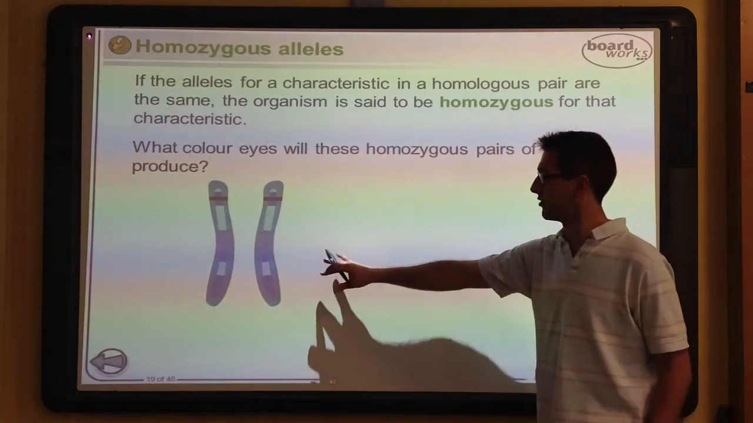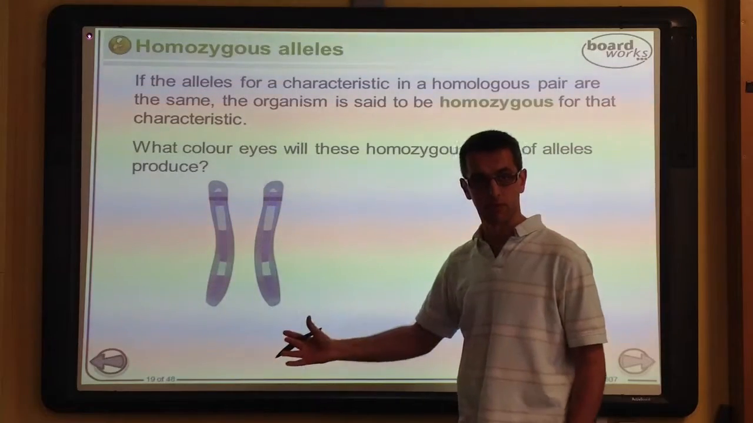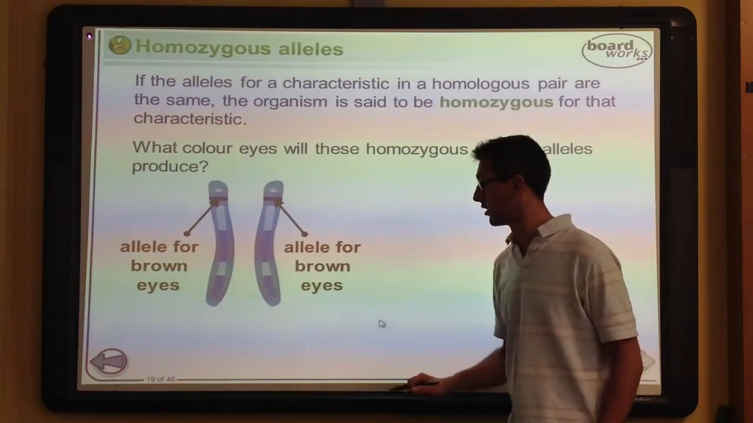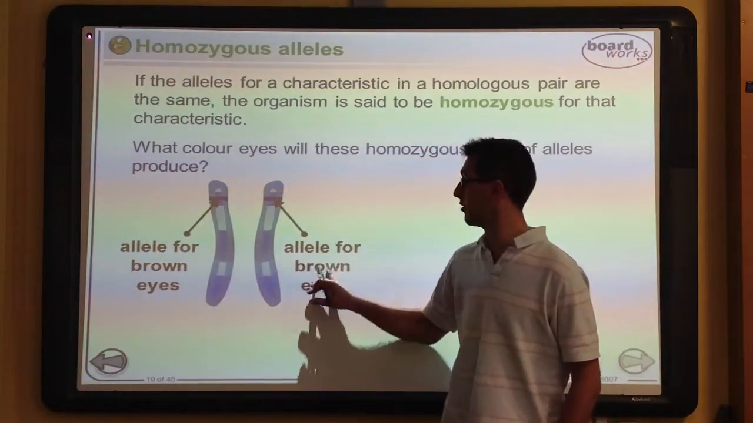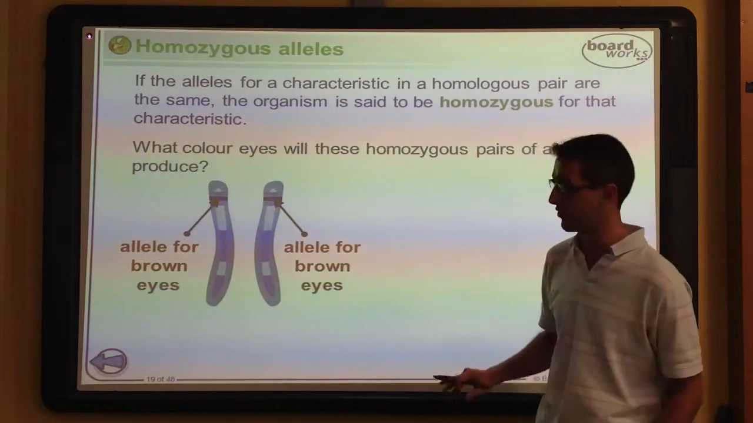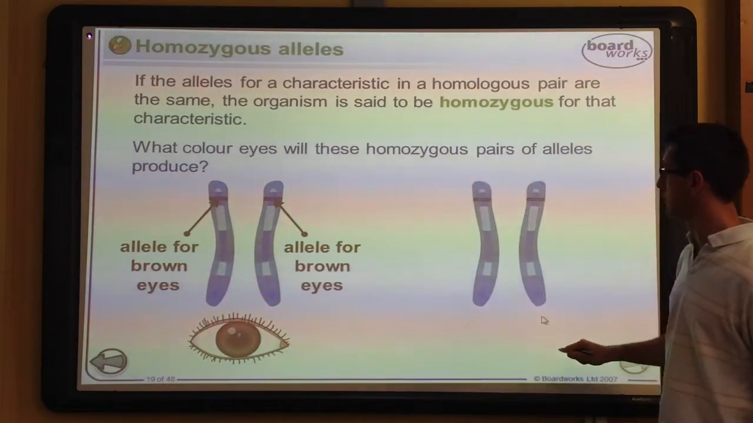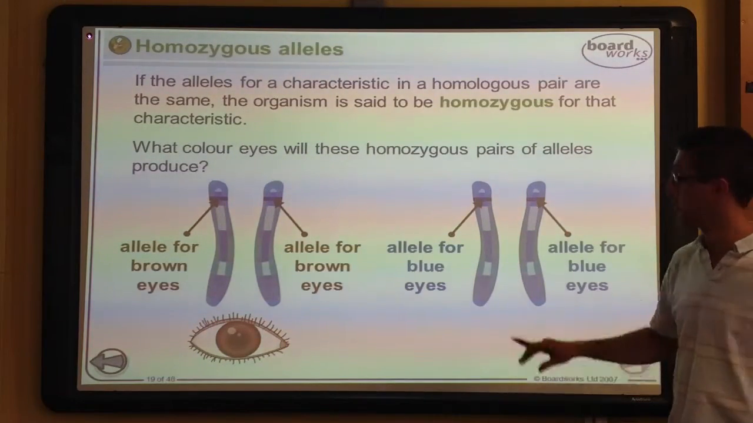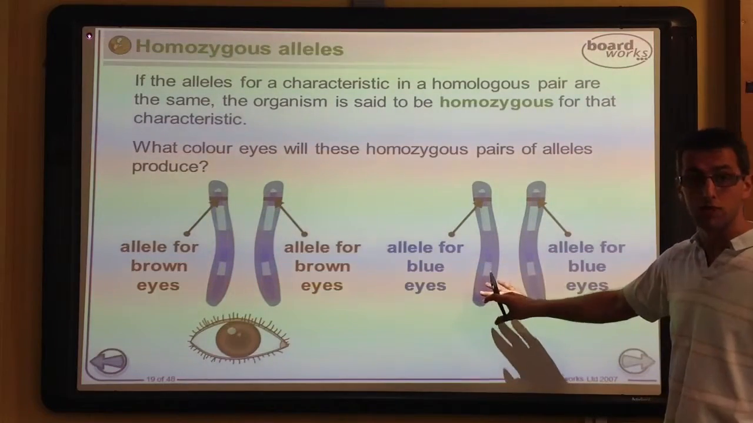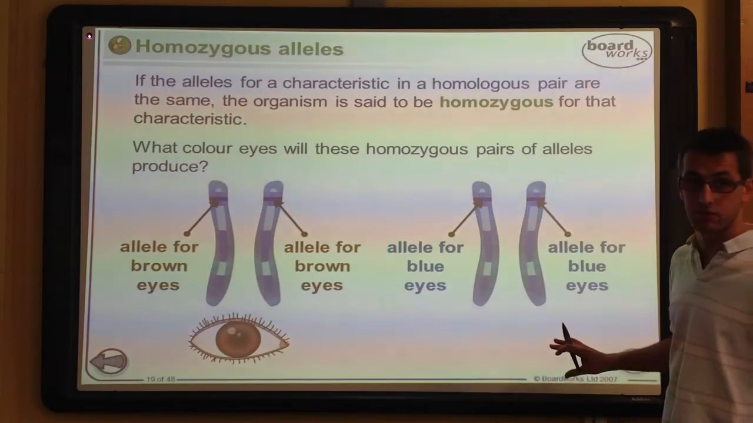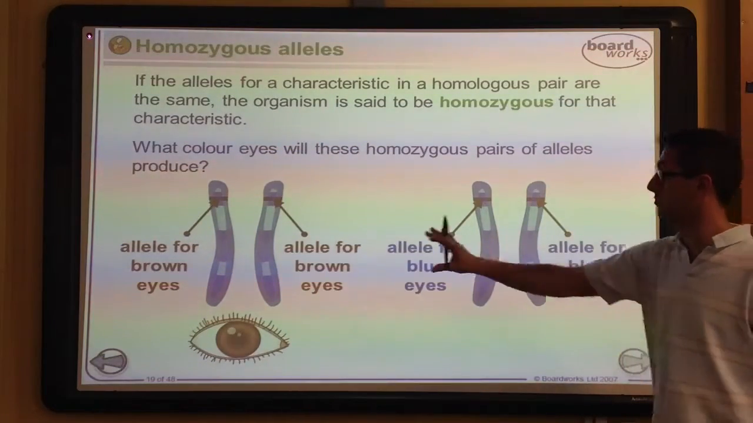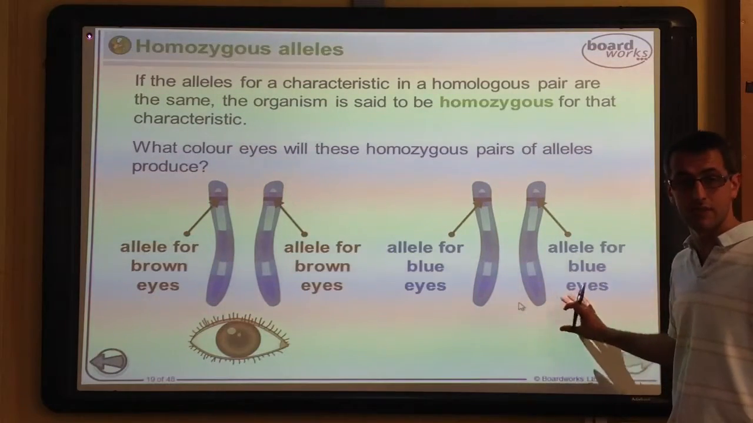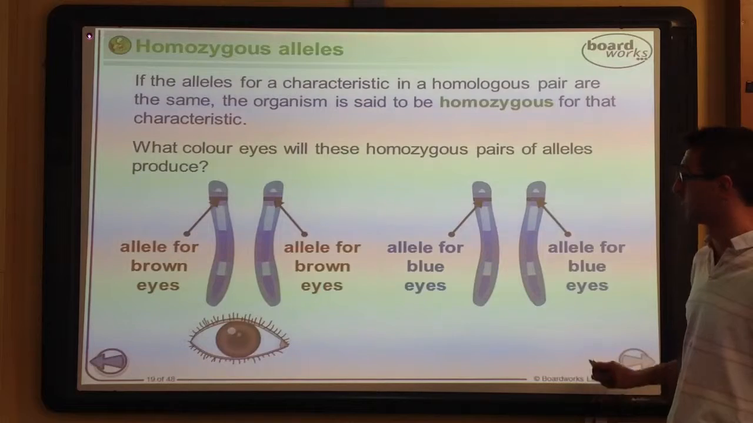So here's a pair of chromosomes, maybe chromosome set number 2, for example, out of your 23, and on it we have a gene from mother, a gene from father, both of which are the same. They're both for brown eyes. So that therefore means that when you pass that on to the offspring, they would have the same again. Or we could be homozygous for blue eyes as well. So they're both homozygous because they both have the same gene on each of the chromosomes.